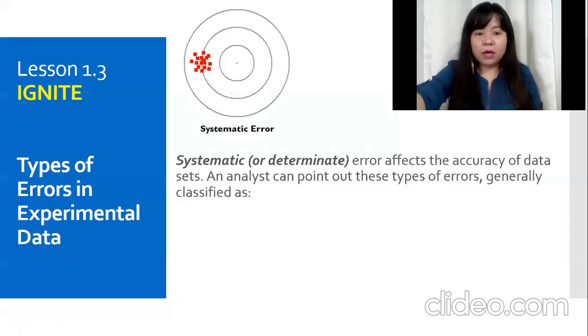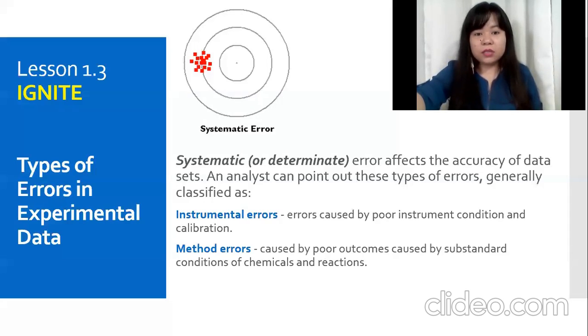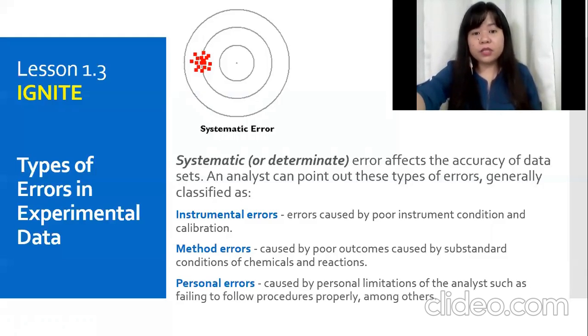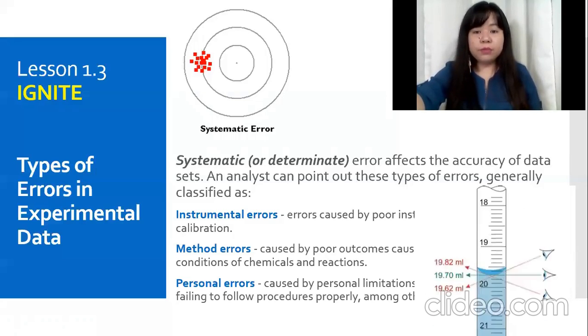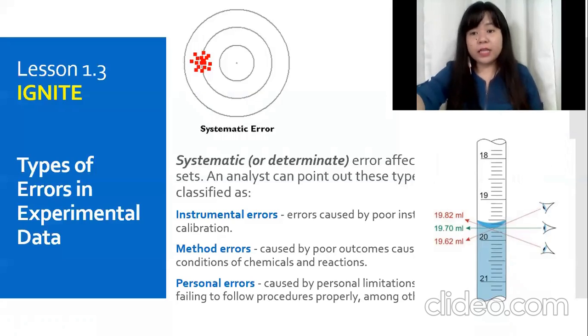So there are different classifications. We have instrumental errors, or errors caused by poor instrument condition and calibration. Method errors, which are caused by poor outcomes due to substandard conditions of chemicals and reactions. And personal errors, which are caused by personal limitations of the analyst, such as failing to follow procedures properly, among others. So an example would be parallax error.